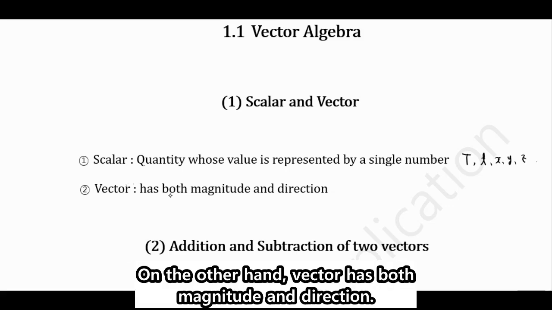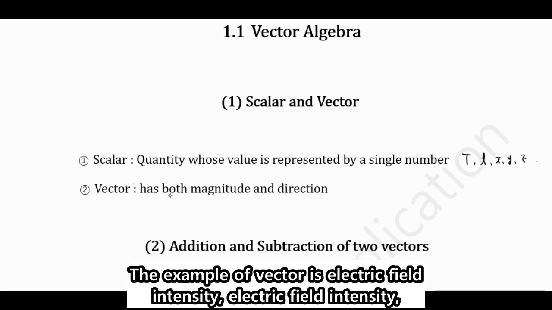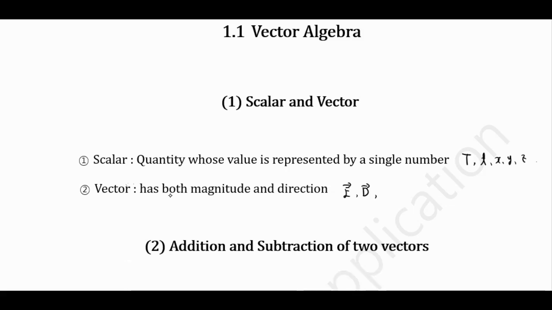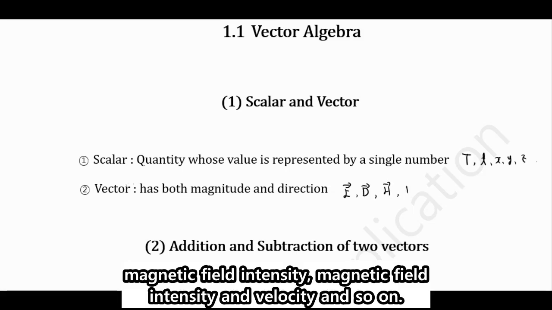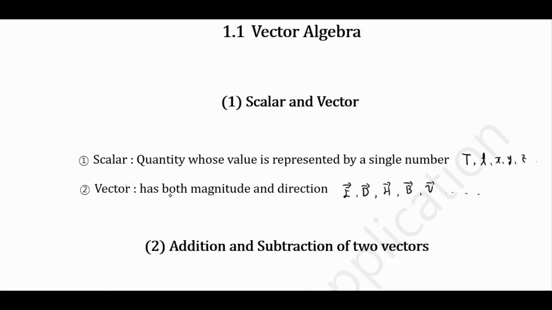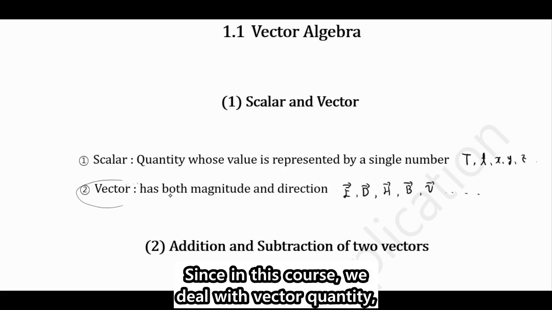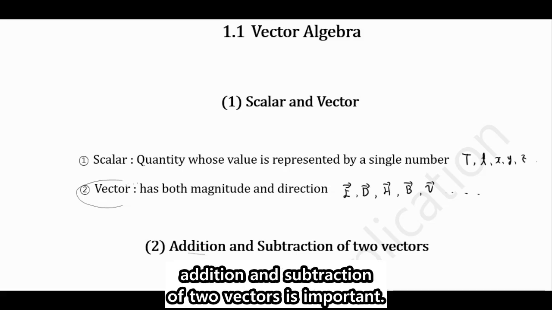On the other hand, vector has both magnitude and direction. Examples of vector are electric field intensity, electric flux density, magnetic field intensity, magnetic flux density, velocity, and so on. The difference between scalar and vector is whether there is direction or not. If some quantity has both direction and magnitude, this quantity is a vector. Since in this course we deal with vector quantities, addition and subtraction of two vectors is important.